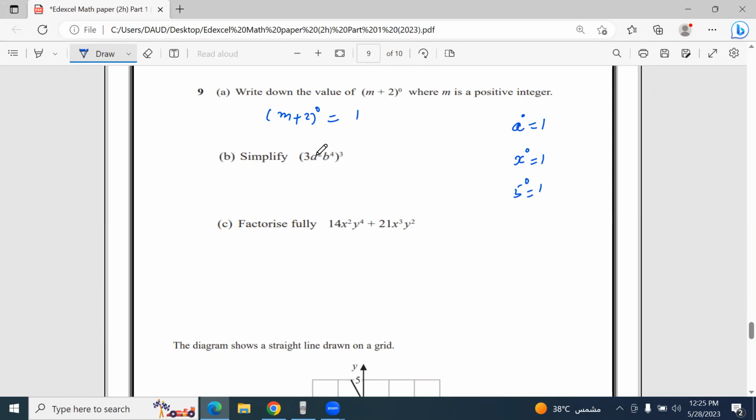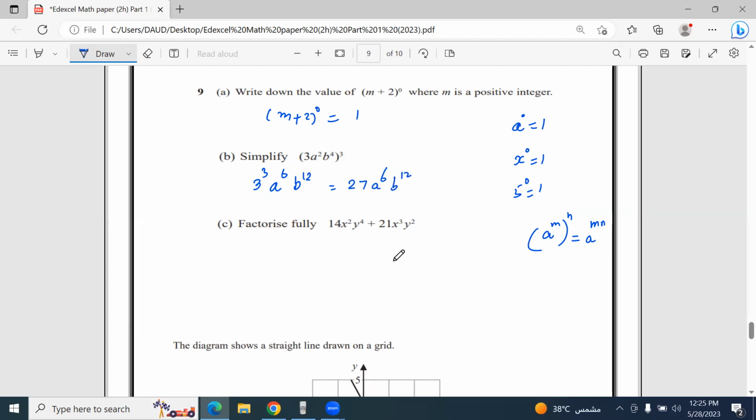Next, part B, simplify. We will apply the power on all, like 3 power 3, a power... Again, the rule is (a power m) whole power n. So it means we have to multiply the powers, m times n. Power with power. So 3 multiplied by 2 is 6, and b power 4 multiplied by 3 is 12.